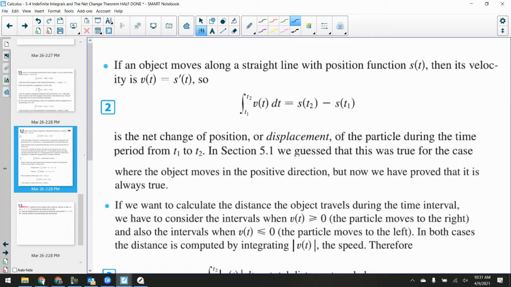I can take the position and plug it in left to right. That's going to be equal to the integral from time 1 to time 2 of v of t dt. It's the net change of position, or displacement, of the particle during that time period from 1 to 2. Because that makes sense. If I plug in time 2 and time 1 and find the difference between the two, that's the change in position, and that will give me the full displacement between those two time periods.